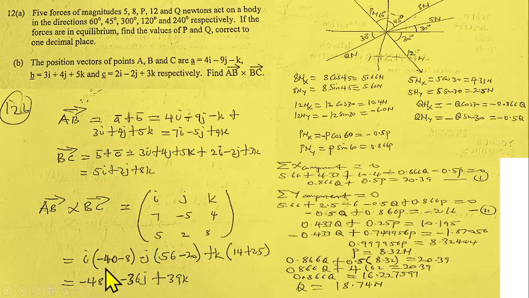So if you simplify that further, that will give us minus 48i. 56 minus 20 will give us 36 times minus j, which is minus 36j. Then 14 plus 25 will give us 39, and that will give us plus 39k. So that's the solution to question number 12 altogether.